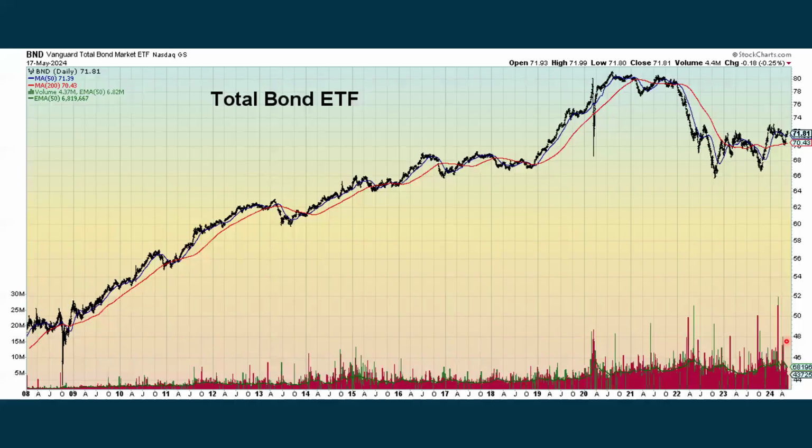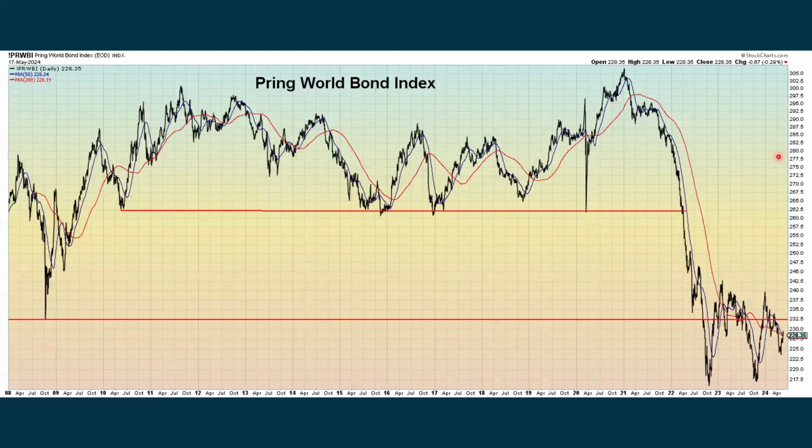Now we look at bonds, where we're seeing some improvement with bonds based on price. They're still in an uptrend. They came down to their 200-day moving average and were able to bounce up off of that, and they're currently above their 50-day moving average. If bond prices go up, that means interest rates are going down, and that's more friendly for stocks. This is a Pring World Bond Index where it's been really choppy right now, and it can't decide if it wants to go up or down, and it's just barely hanging on to an uptrend.